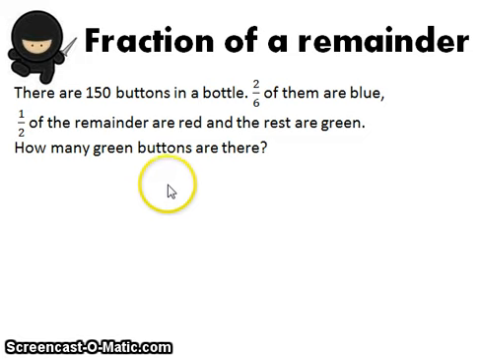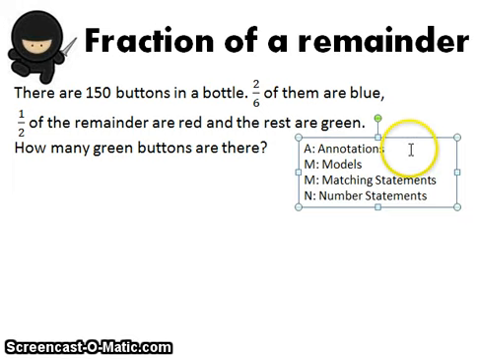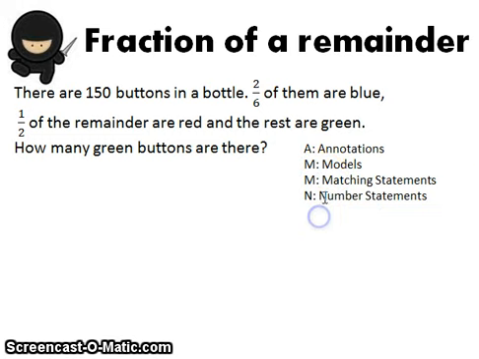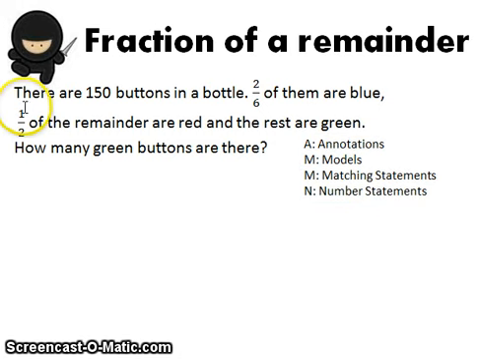So before we begin the question, how do we start? What are the 4 things to remember? What's the strategy that we should use? We need to remember our AMMN: annotations, models, matching statements, and number statements. So let's begin by putting in our annotations. Let's understand the question.